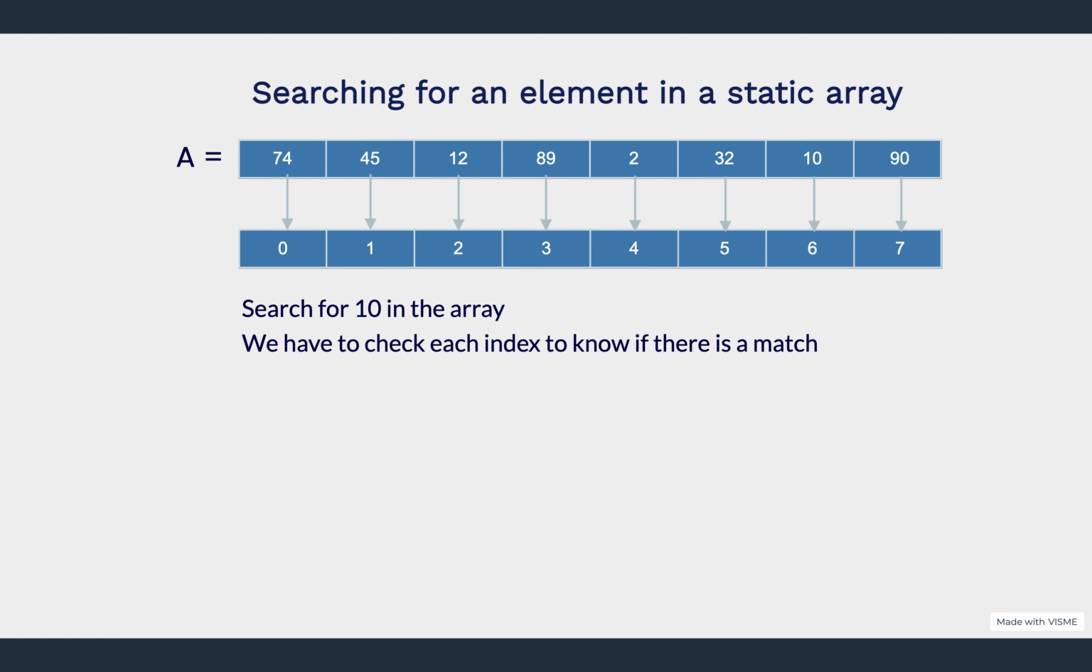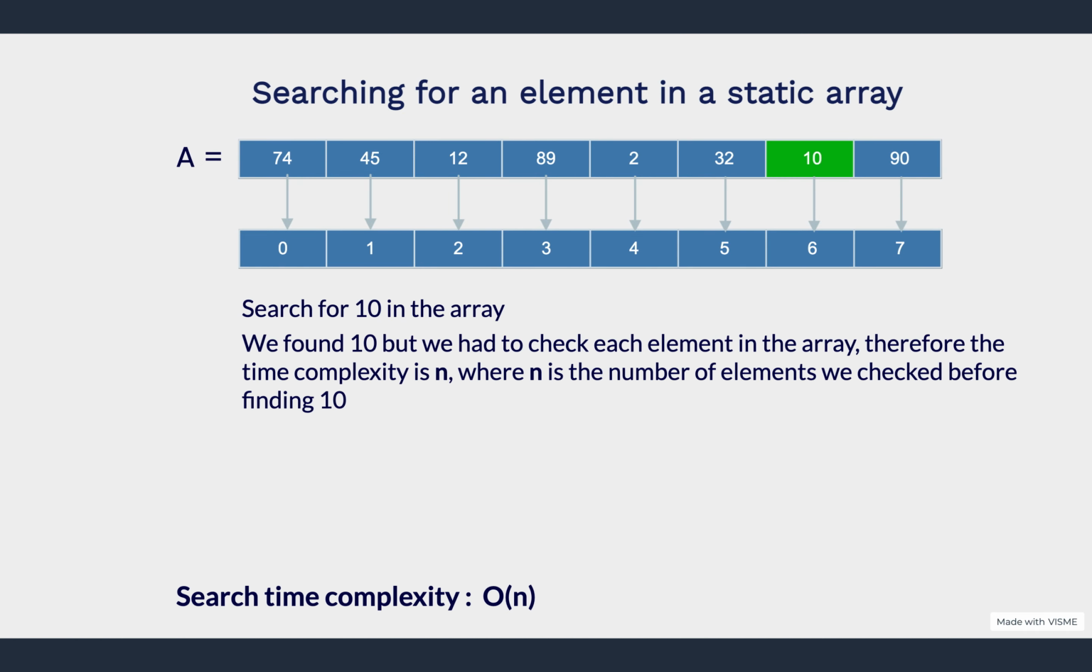Searching for an element in a static array. So let's assume you want to search for 10 in this array and you don't know the index, right? So what you're going to do is start checking from the beginning. Okay, so you check, is this 10? No. Is this 10? No. Is this 10? No. Is this 10? Yes, right? So you finally found 10.